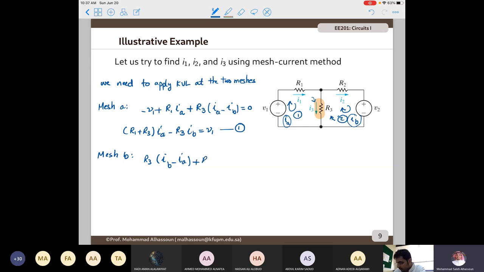Plus R2 IB plus V2 equals zero. So in this case, if I simplify it, I will get R2 plus R3 times IA equals minus V2. So I have two equations, two unknowns, so I can solve for IA and IB.